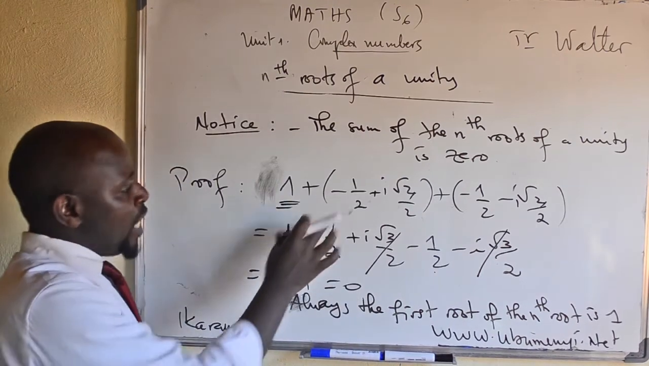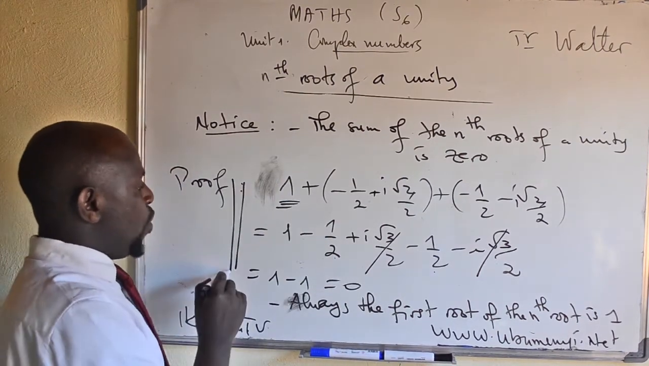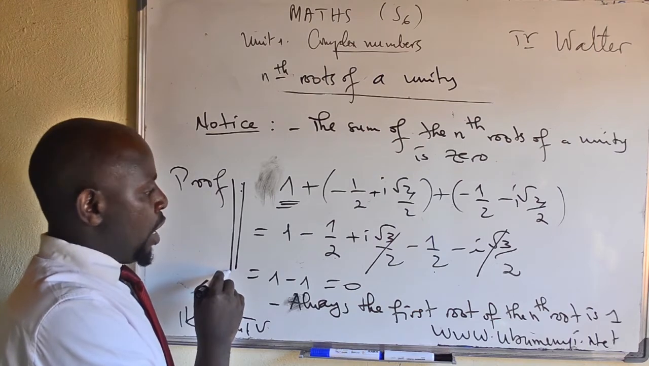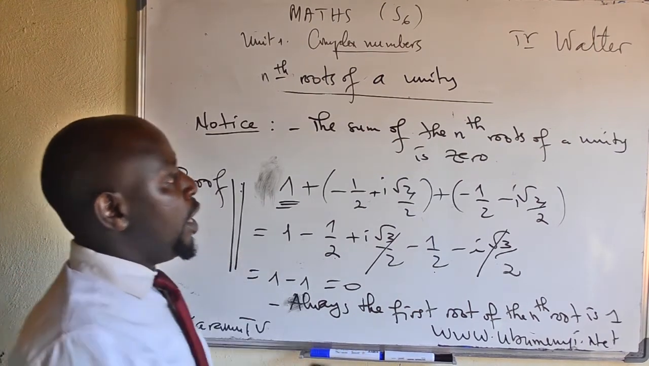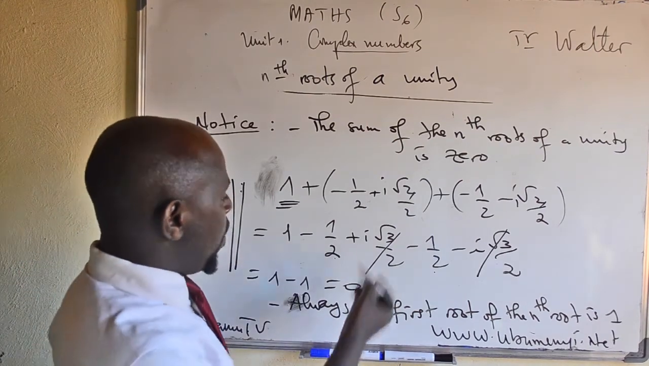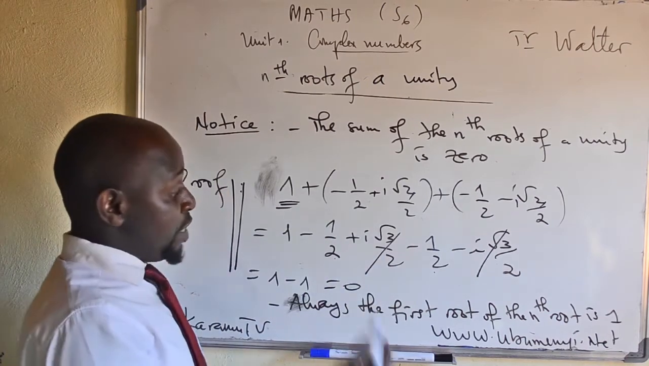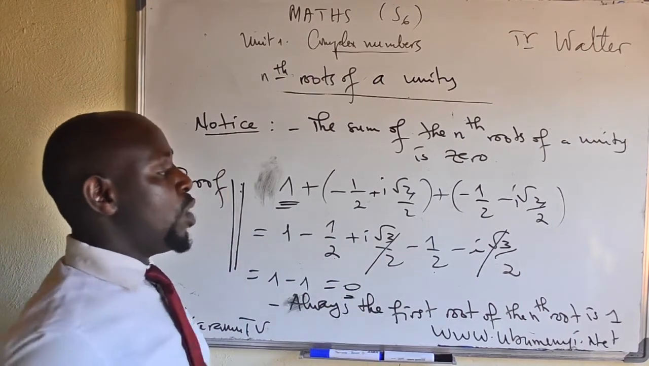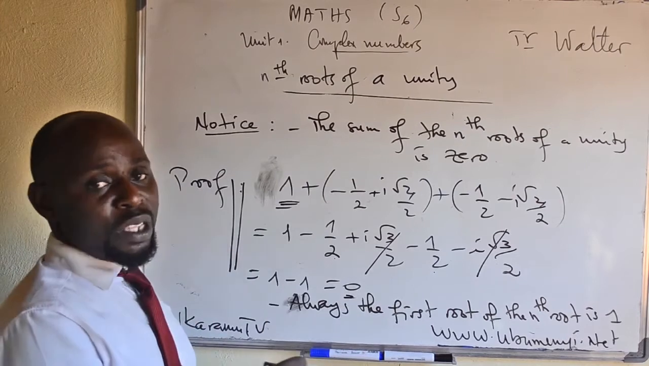So ladies and gentlemen, as we have proven it here from the third roots of a unity, we have proven that if we add all of them as found, you have got 0. So ladies and gentlemen, this is what we notice from there.